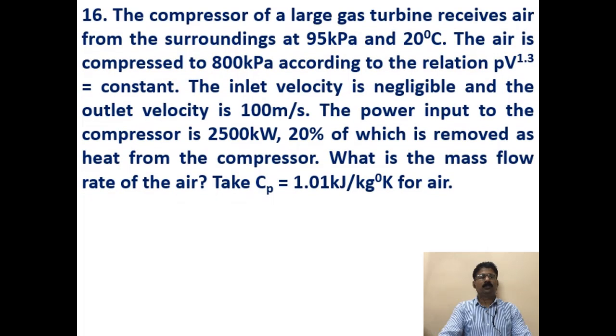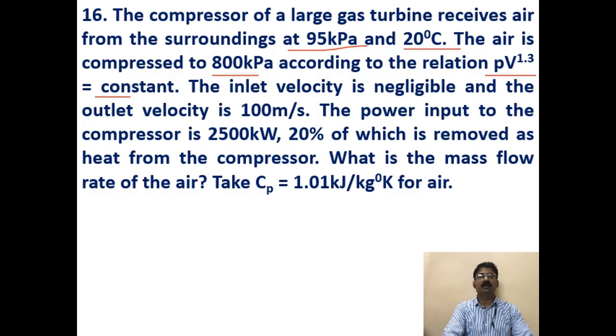So one more problem. The compressor of a large gas turbine receives air from the surroundings at 95 kilopascal and 20 degrees Celsius. So P1 and T1. The air is compressed to 800 kilopascal, P2, according to the relation PV to the power 1.3 is equal to constant. So the PV relationship is given for the process.